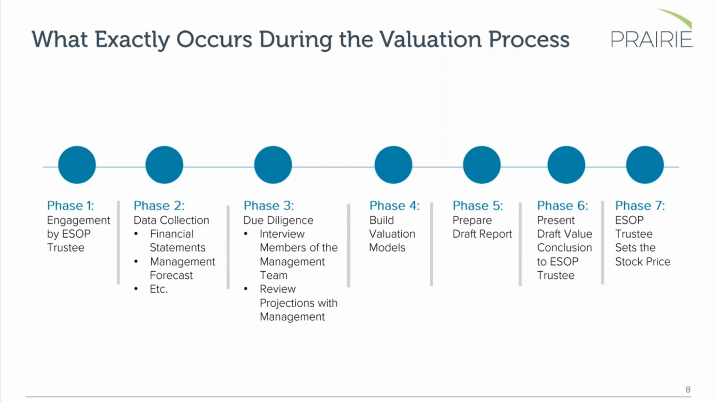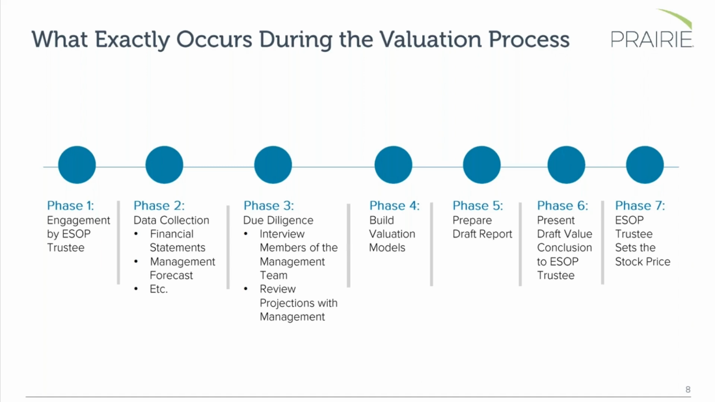So on this page, we have 7 different phases, from the first phase, which is the engagement by the ESOP trustee, all the way to the 7th phase, which is the ESOP trustee sets the stock price. Now, when we do this due diligence meeting, we know that we are engaged by the ESOP trustee, not the company.